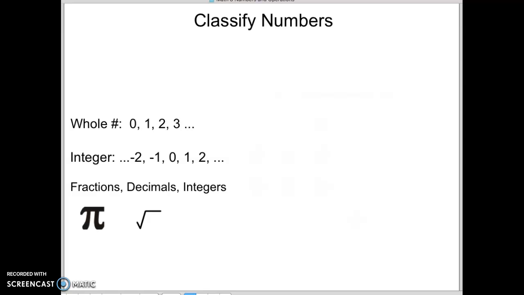Hey Mathate, in this Khan Academy exercise, classify numbers, you simply need to classify numbers as whole numbers, as an integer, or as a rational, which you know are these numbers, or an irrational, which you now know are these type numbers, okay? So, let's do the very first one here.